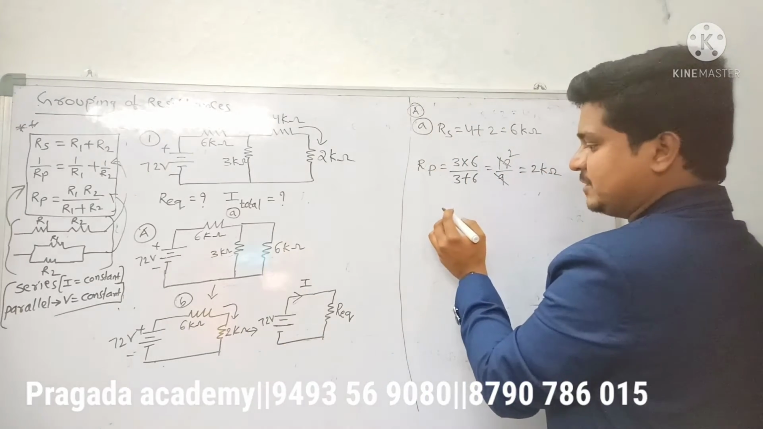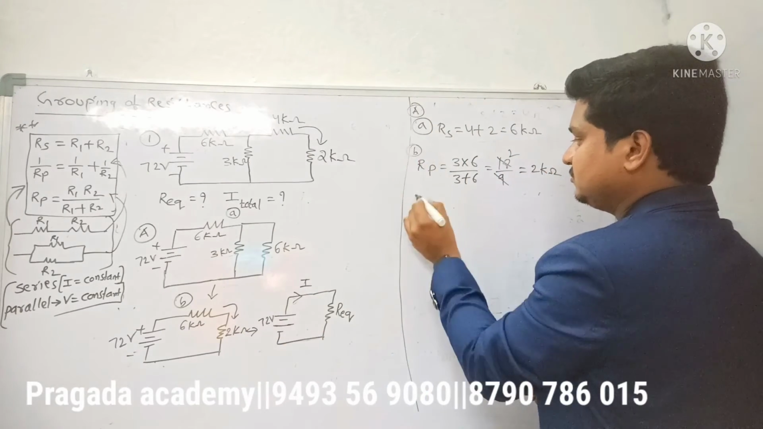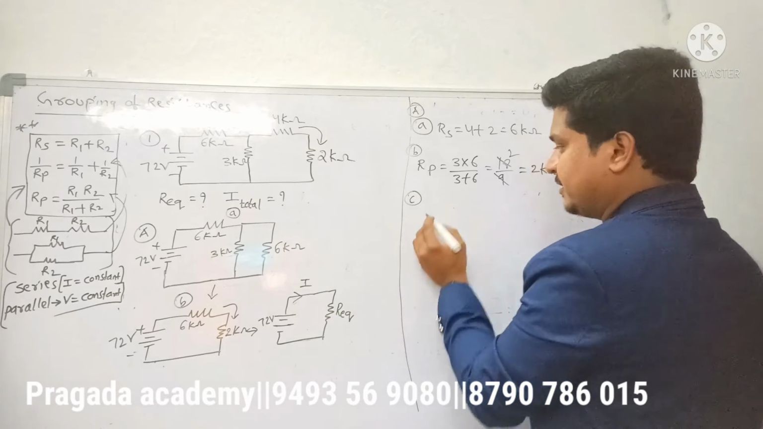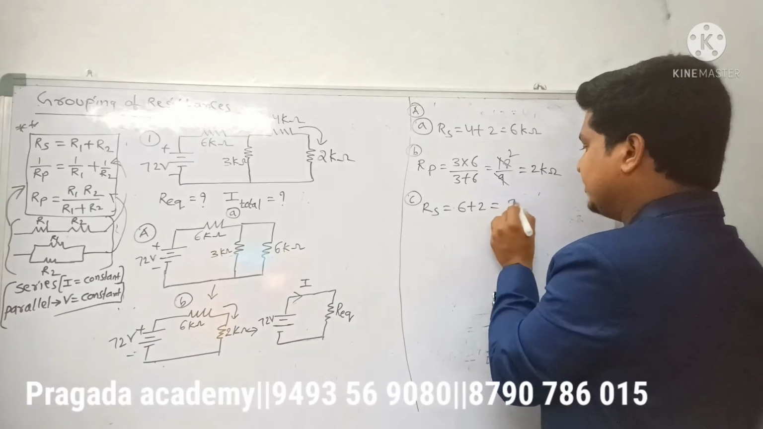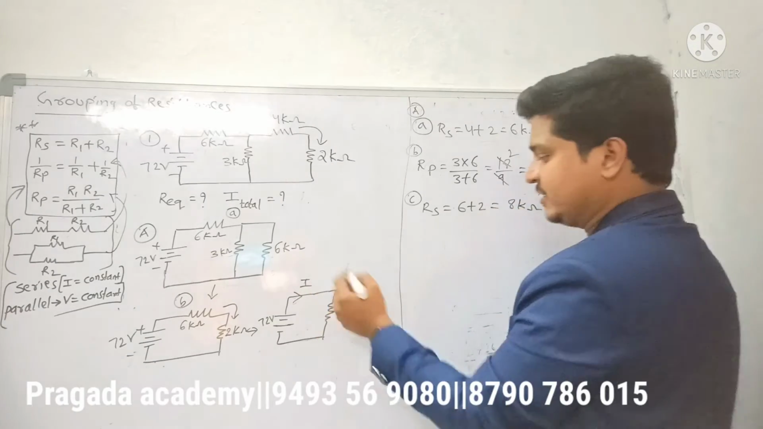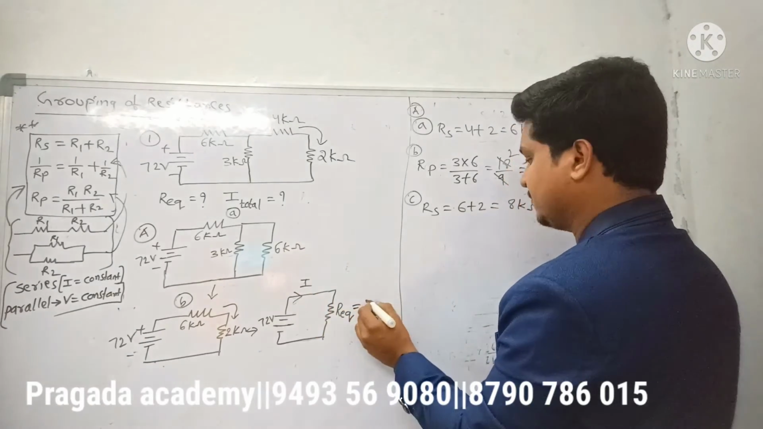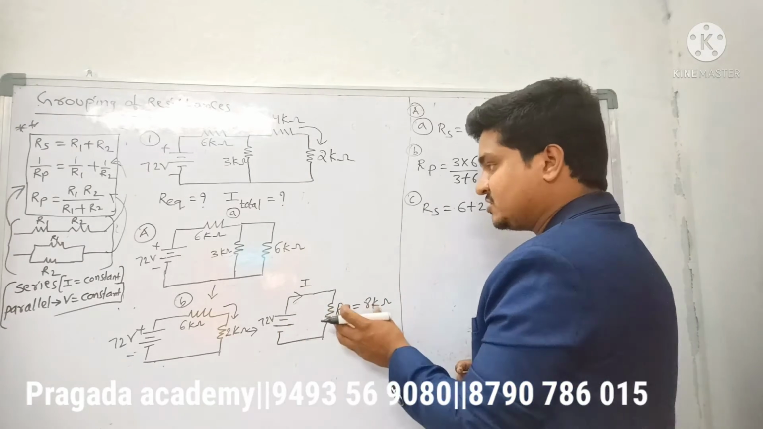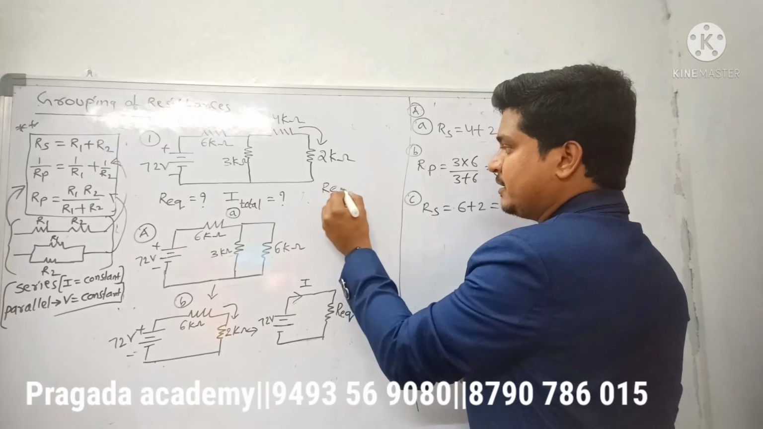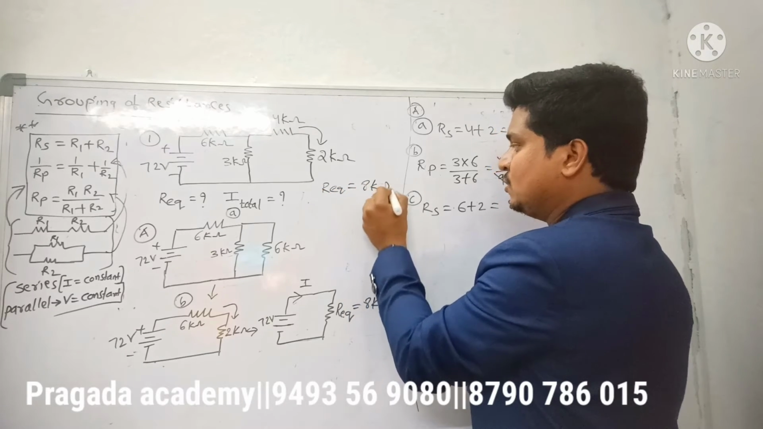So for the C step, you can write R series is equal to 6 plus 2, nothing but 8 kilo ohm. We can write in the next step, that will be the equivalent resistance value, 8 kilo ohm. We don't have any other resistors. So what is the equivalent resistance we got? R equivalent is equal to 8 kilo ohm.